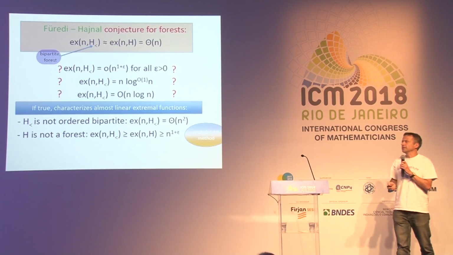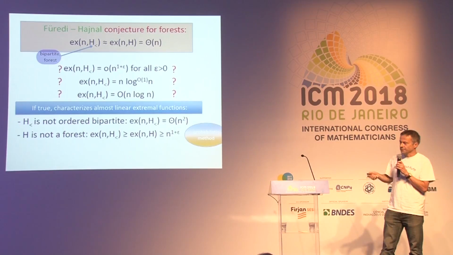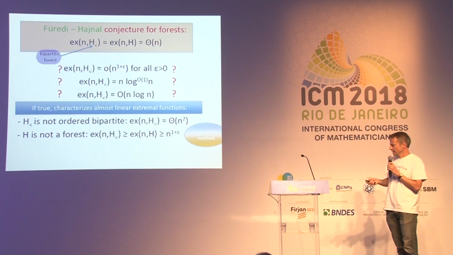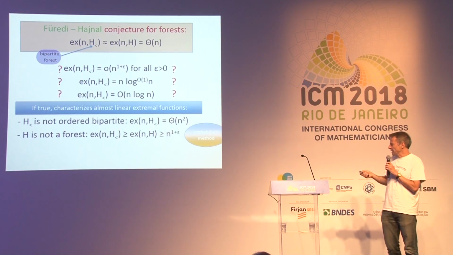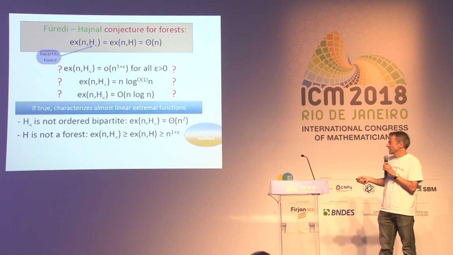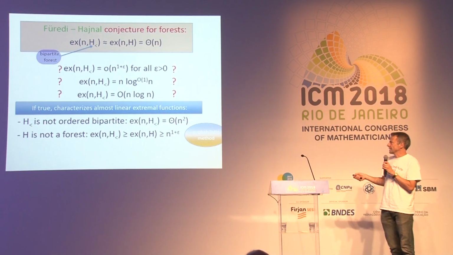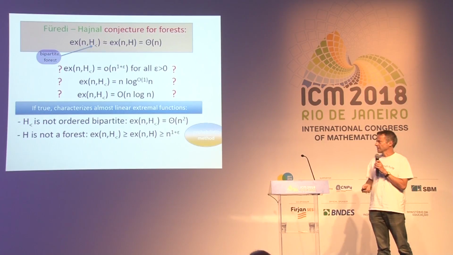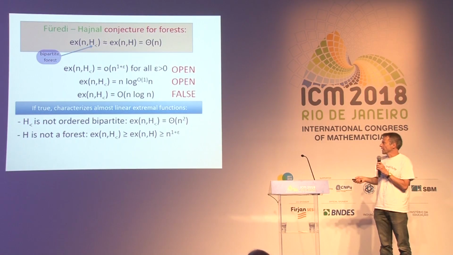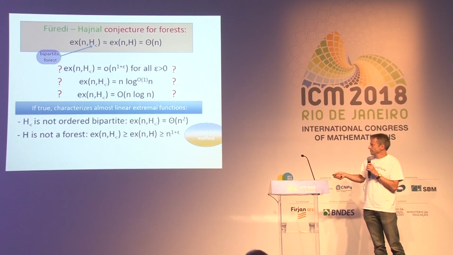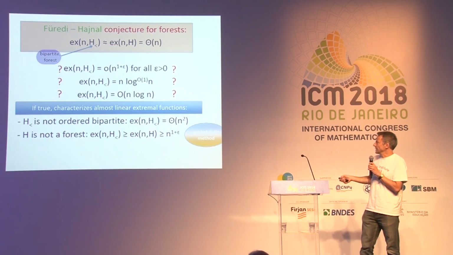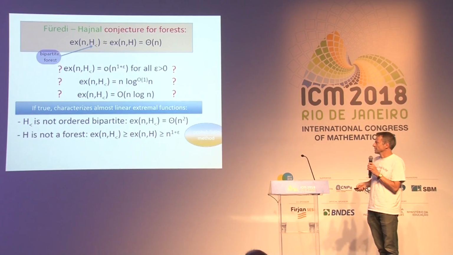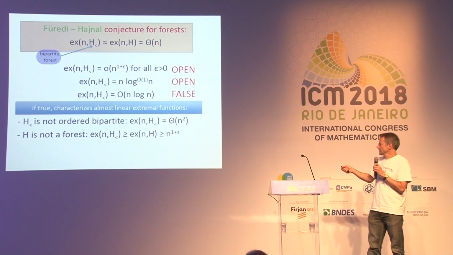So if any of these three is true, it characterizes the forest ordered bipartite graphs, because you see, if it's not ordered bipartite, then the Erdős-Stone-Simonovits theorem, or the ordered version of that, says that the extremal function is quadratic, and if it's not a forest, then even the unordered version can be avoided by more than n to the 1 plus epsilon edges. So this is the state of the art.